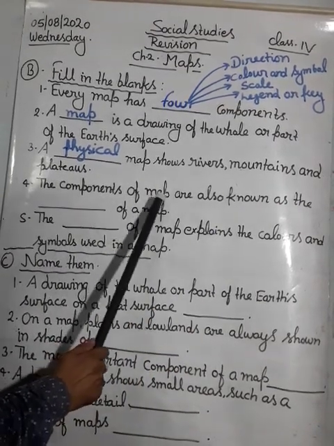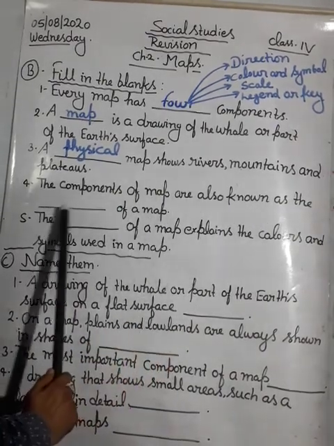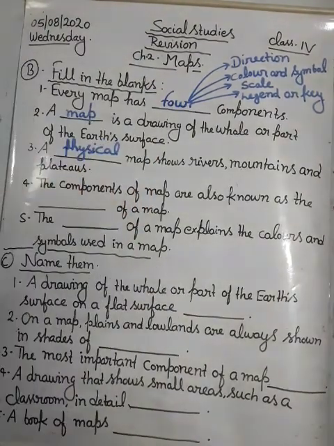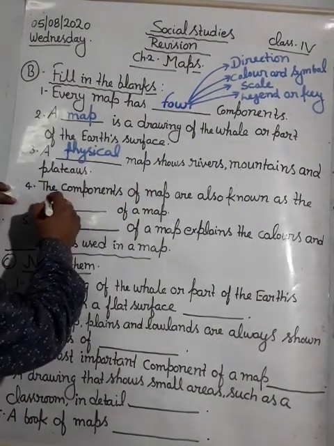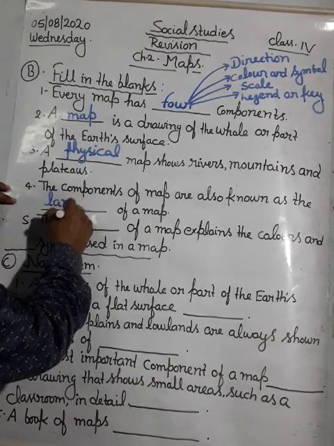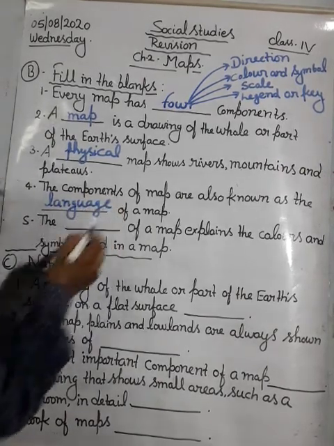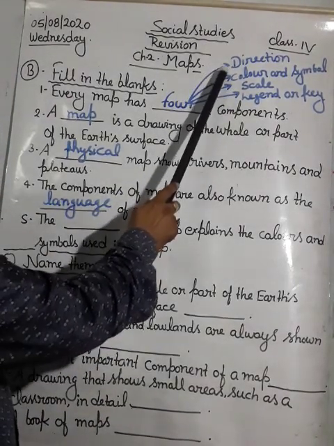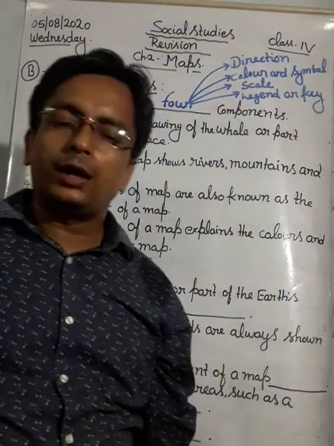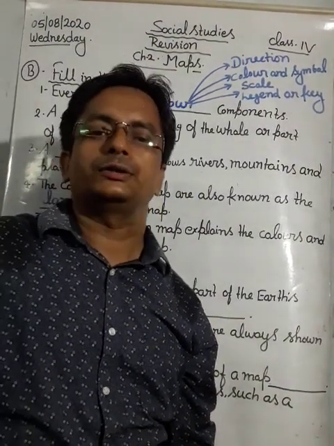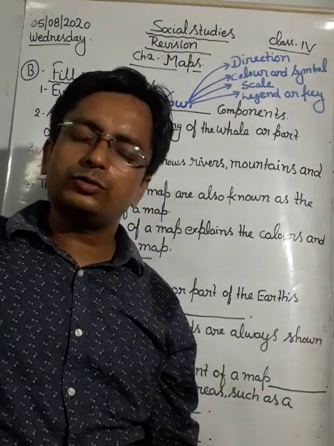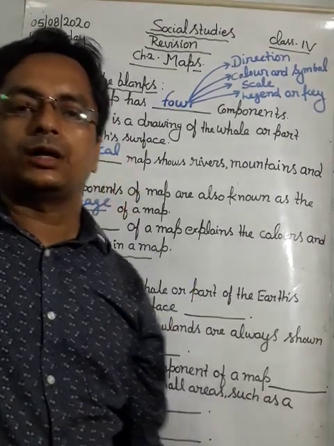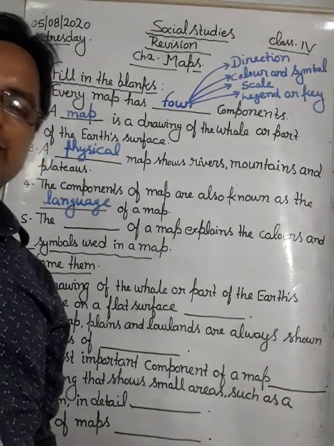And next, the components of a map are also known as the dash of a map. What will be the answer? Yes, students, it is the language of a map. It is the language of a map because with the help of these four we can read the map and use the map properly. So components are very important to use the map.